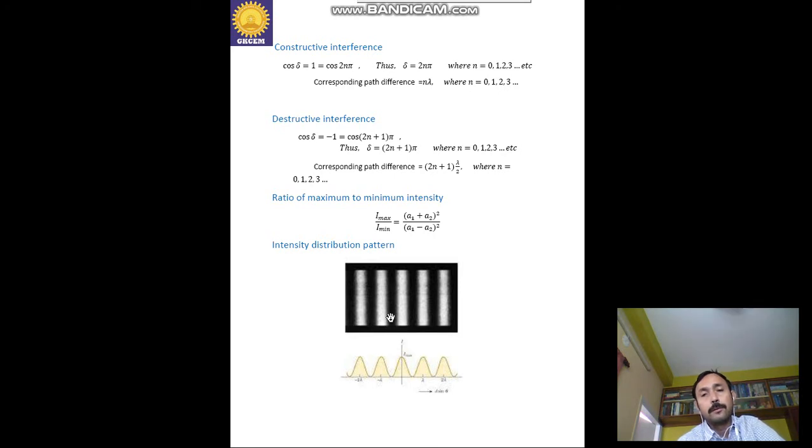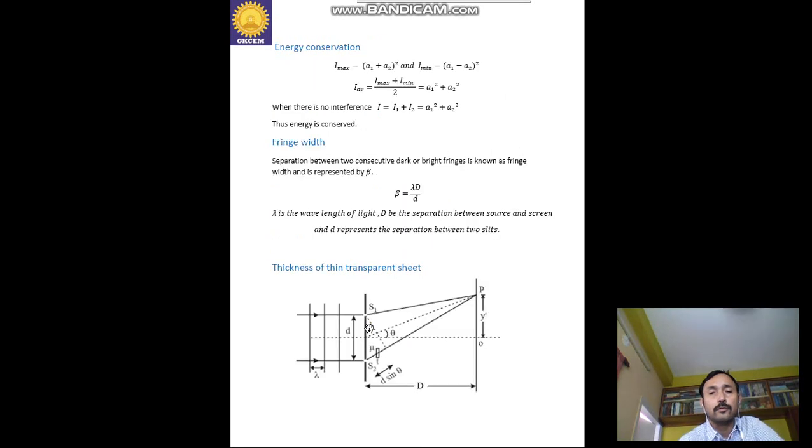This is the fringe width. This part is the fringe width. Again, this one is the fringe width. Similarly, this is the fringe width of the bright fringe. Distance between two consecutive bright or dark fringes is known as the fringe width.